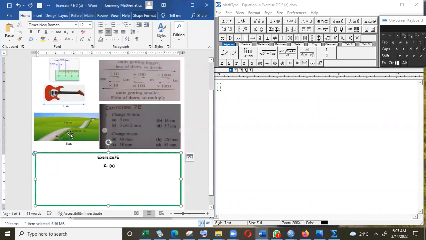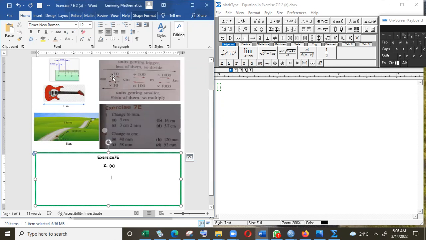Now the kilometer is the biggest. You need 1,000 meters to make up a kilometer. So while the millimeter is like an ant, the centimeter is like the width of your fingertip. The meter is like the width of a guitar. The kilometer is like the distance from Whitchurch to Astafans, for example.